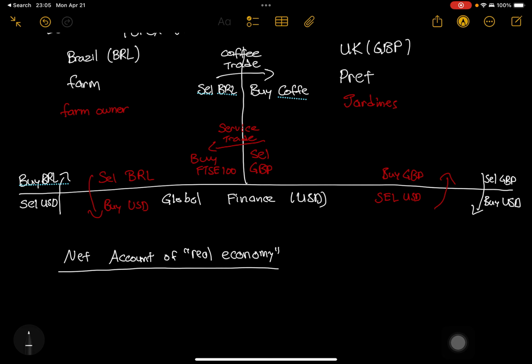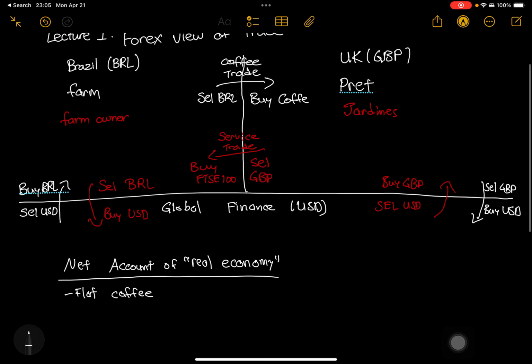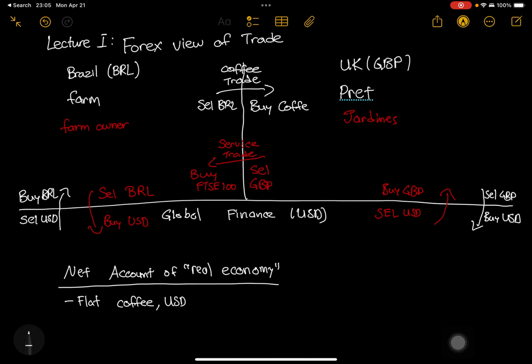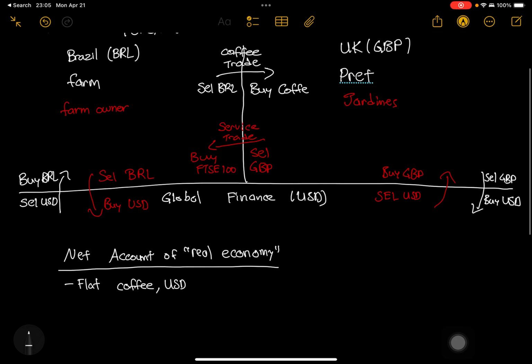Well, they're actually flat coffee, right? I mean, maybe there's some loss in the shipping, but ignoring that, the Brazil farmer has the coffee. He loses the coffee, but he gives it to the Pret in London to sell. So that's actually a net flat position. There's no USD involved directly. If we naively assume that the two arrows at the bottom are equally matched in terms of notional value, and there's no slippage cost or transaction cost, there's no net USD position.